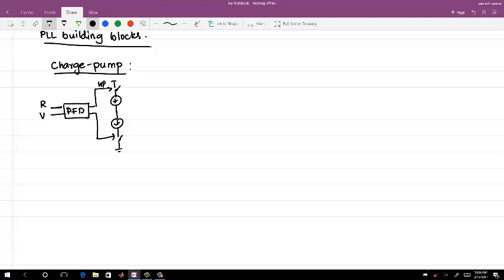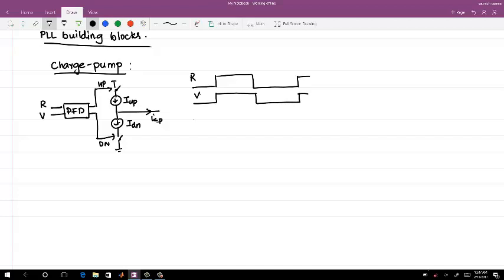So this is up, down, let me write it as I up and I down, and this is the current which goes into the loop filter. So the control signals for the charge pump: let me just write with respect to the PFD inputs. You have R and V, and I am just plotting it right now at the locked state. So, up.